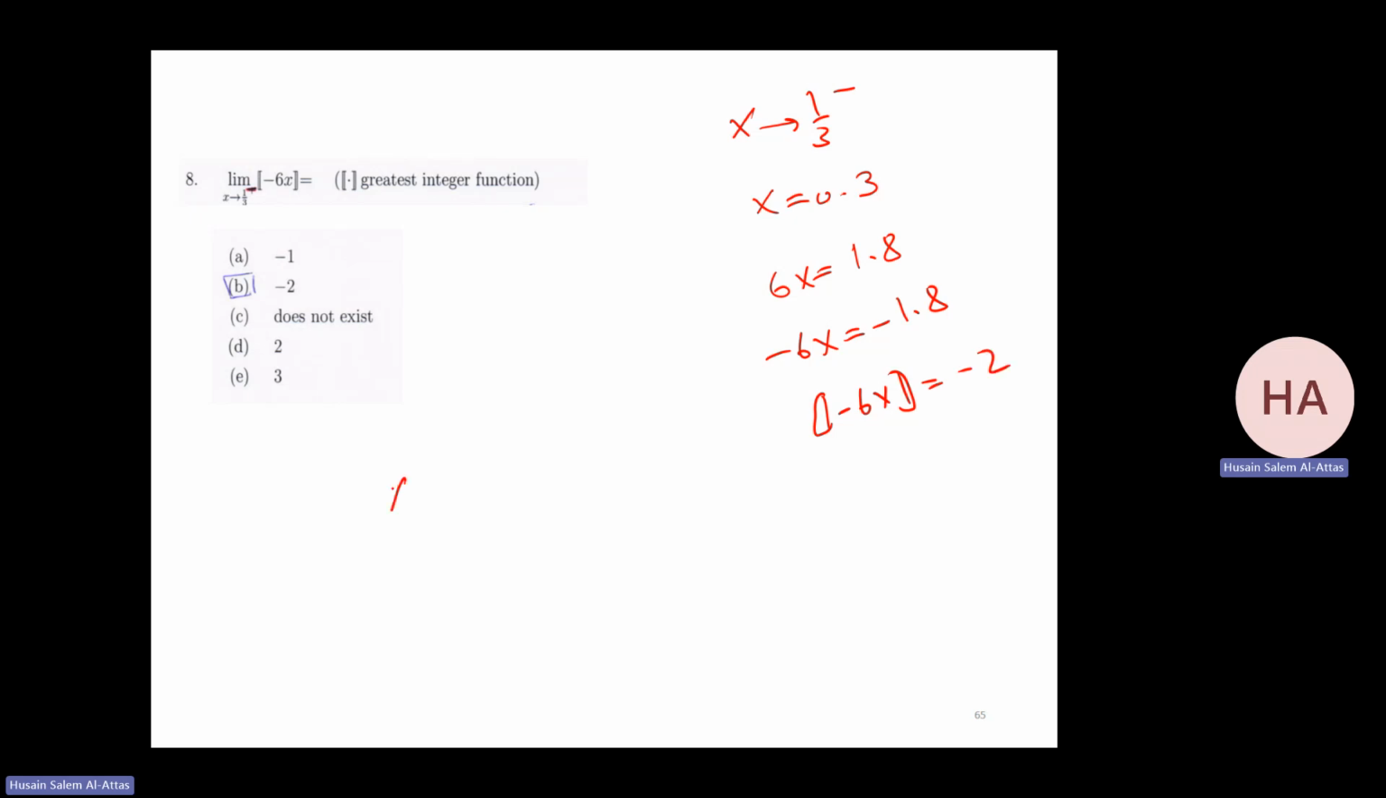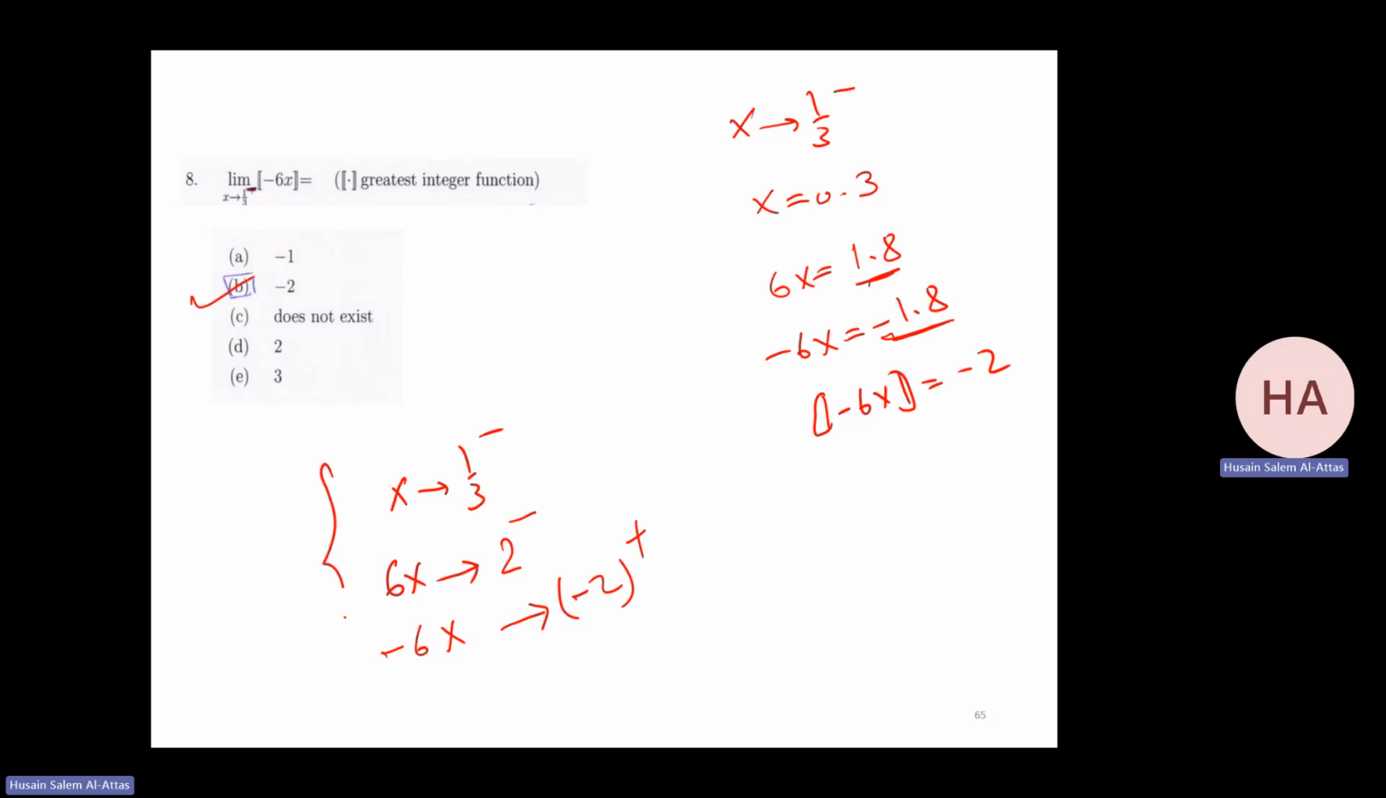And you can think of it this way. As x goes to 1 over 3 from the left, 6x goes to what? It will go to 2, still from the left, less than 2, something like 1.8. However, multiplying by minus, it will go to what? Less than 2, like 1.9999. Multiply by minus, you get minus 1.999. So that will approach minus 2, but from the right. So the answer is minus 2 here.